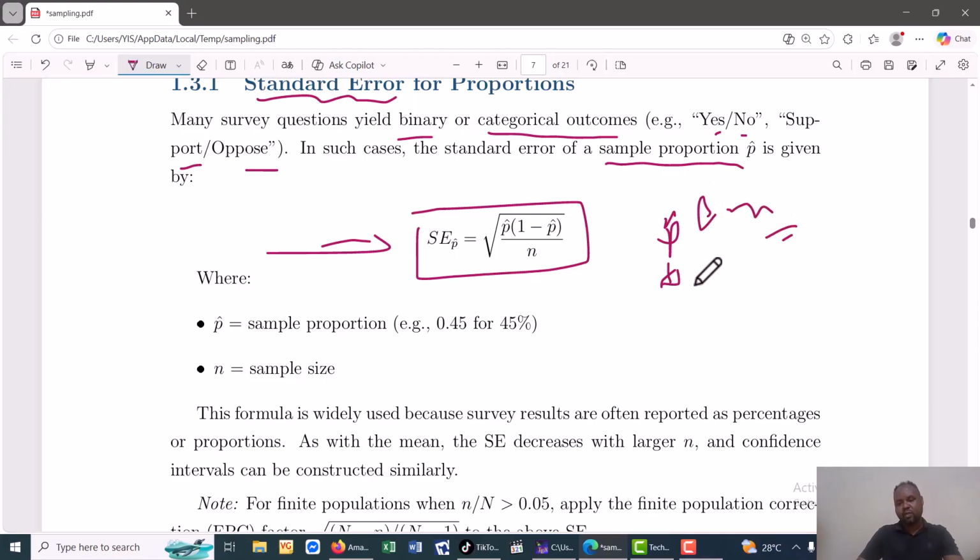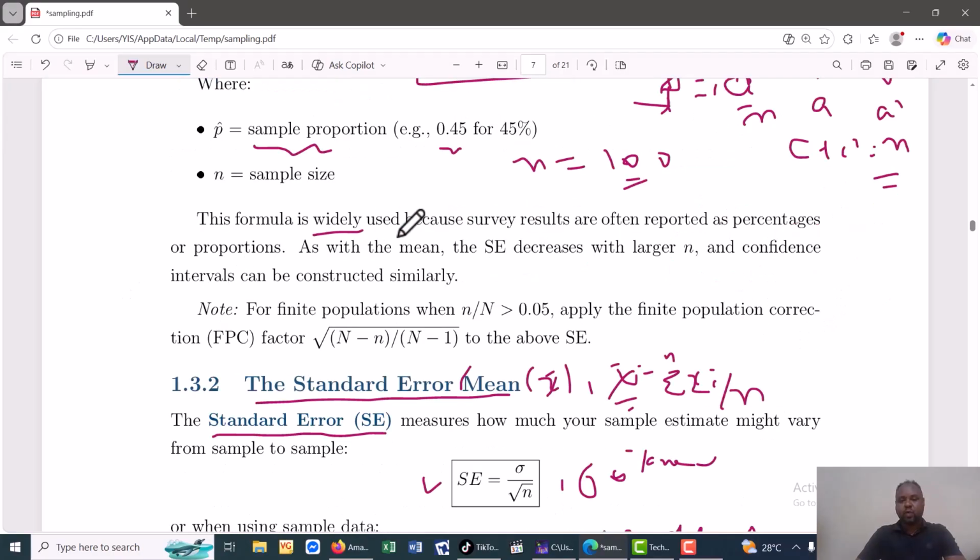This is computed from the sample, which is A divided by N, where A is the number of favorable elements in class C, right? If we have two classes, one class is C, the other class is C prime. The number of elements in C is A, and the number of elements in C prime is A prime. So the proportion of units in class C can be computed by A over N. This formula is widely used because survey results are often reported as percentages or proportions, right?